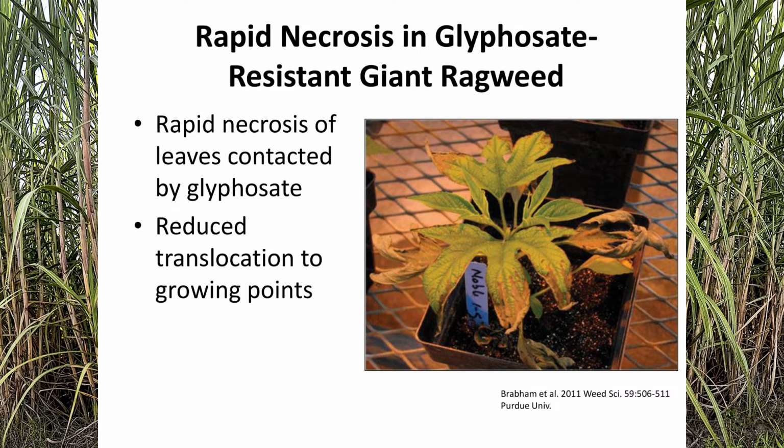So for instance, some work done back in 2011 on giant ragweed showed rapid necrosis of the leaves when contacted by Roundup. They started to become necrotic, with reduced translocation to the growing point. So this would be an example of a non-target site.